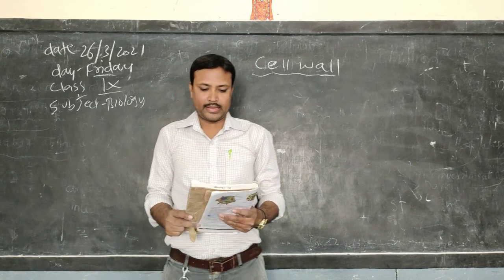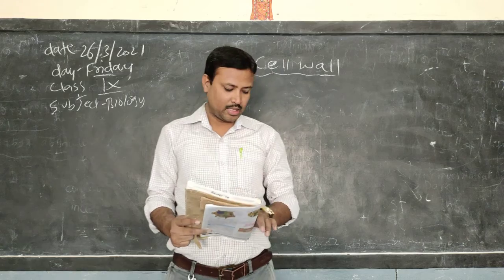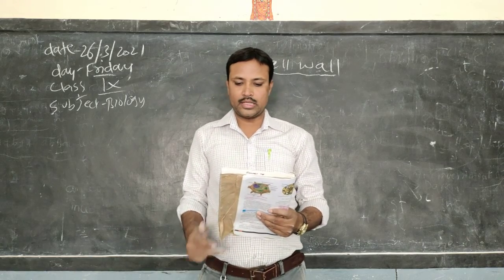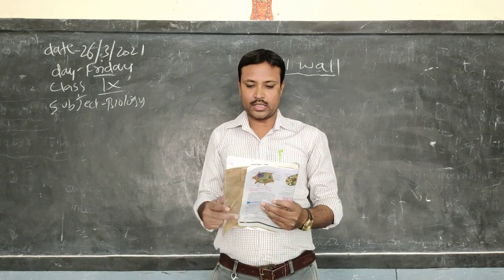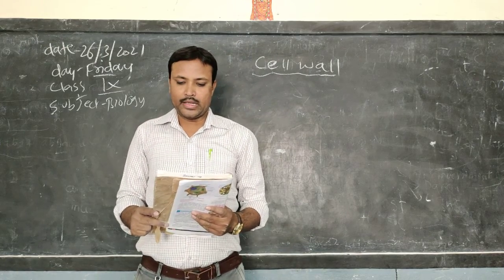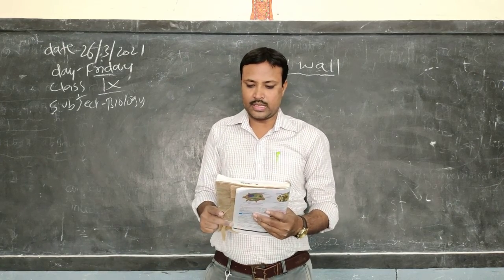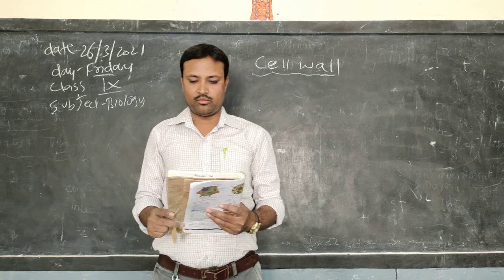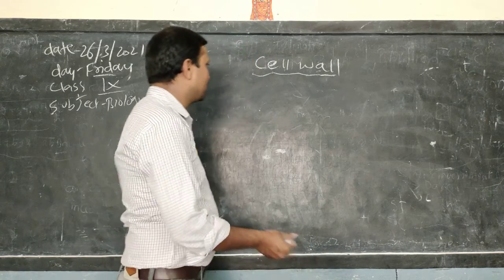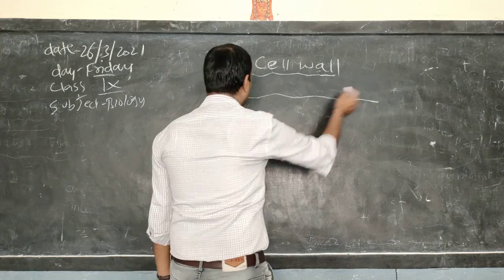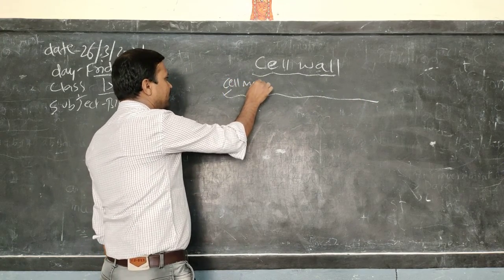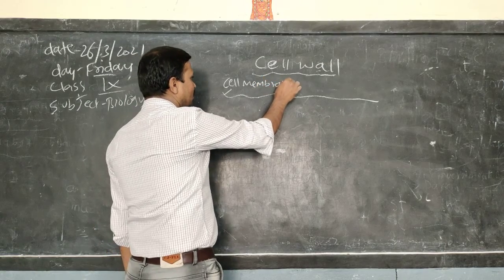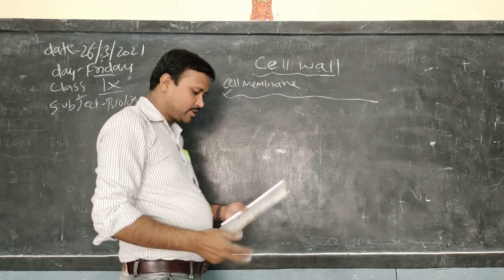While the cell membrane acts as the outer layer in an animal cell, in a plant cell there is an extra layer. There is an additional layer in the plant cell, mainly of cellulose, outside the cell membrane, which is known as the cell wall. As I told yesterday, the outermost layer outside the cell membrane is called the cell wall.